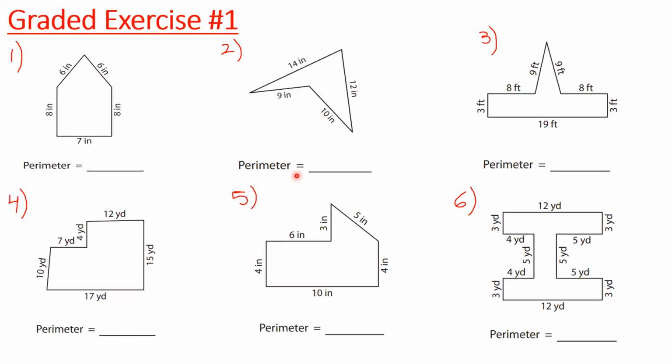Tanisha, what number are you on? Number 3. Do you understand what you're doing? Yes, sir. Okay, perfect. Jalen, what number are you on? Number 2. You understand what you're doing? Sure. Okay, perfect.